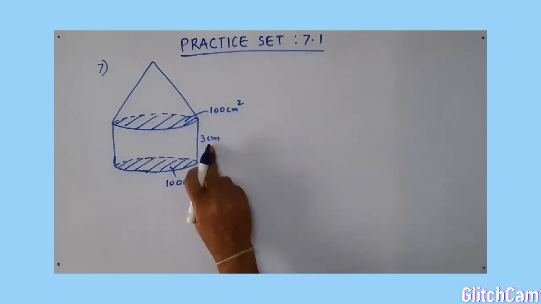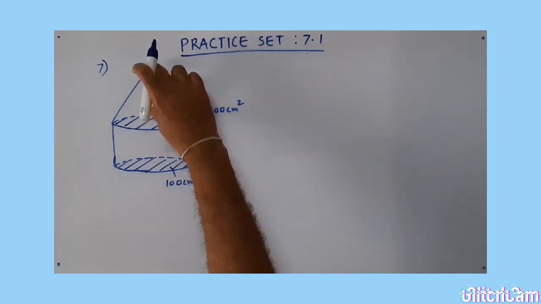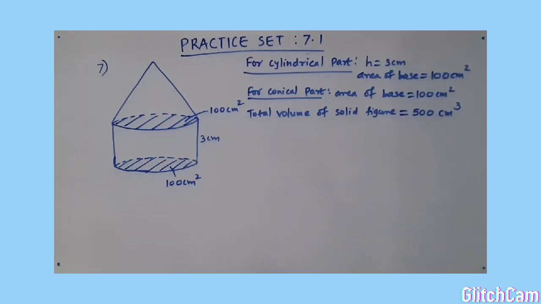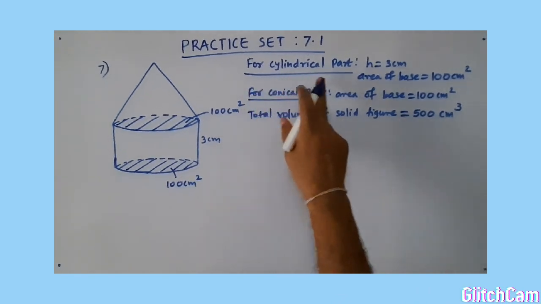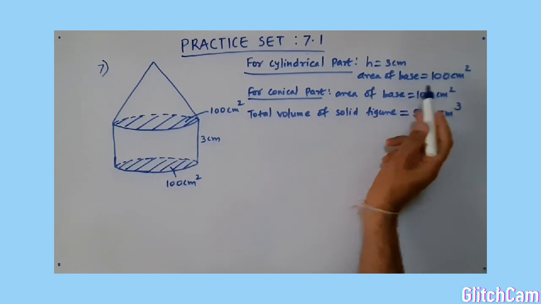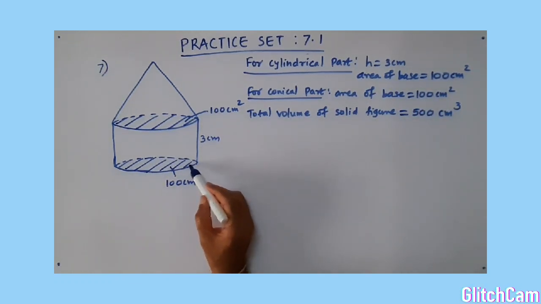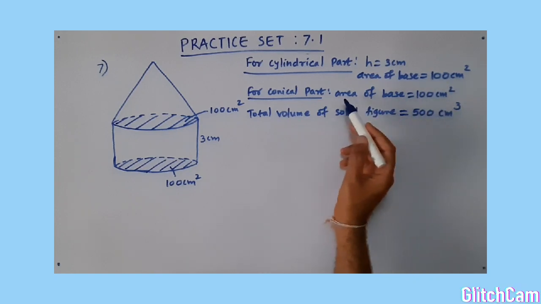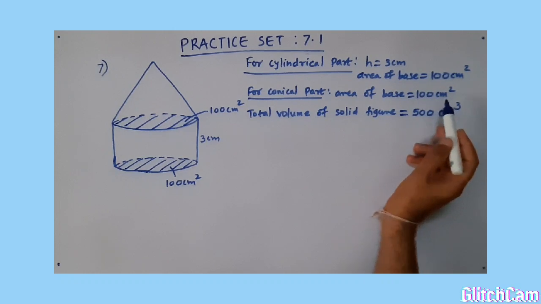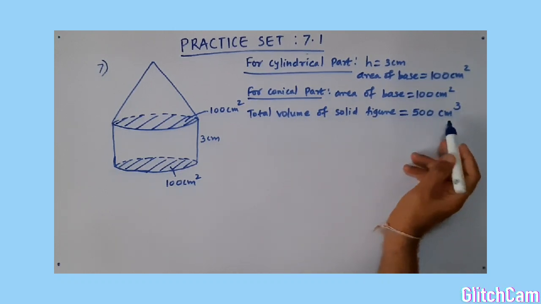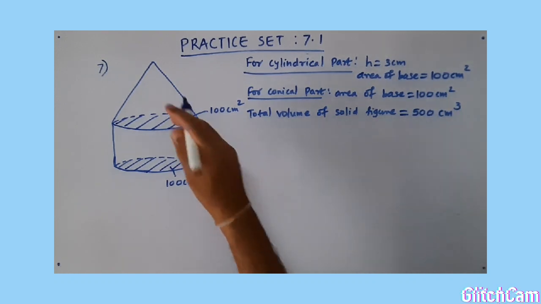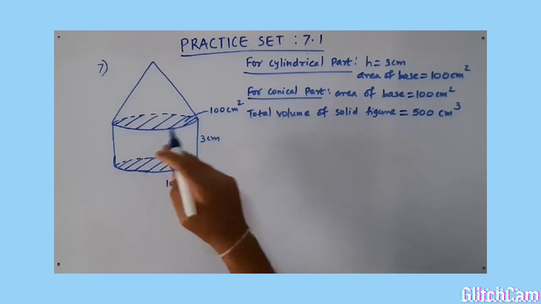Now students, you know the height of the cylindrical part. The only thing we have to find is the height of the cone. So what should I write? I will write the details here. For the cylindrical part, height is 3 centimeter, which is already drawn here. Area of the base is 100 centimeter square. This is the base of the cylindrical part. And the area of the base of the cone is also 100 centimeter square. Total volume of the solid figure is 500 centimeter cube. Now we have to find the total height of the entire solid.